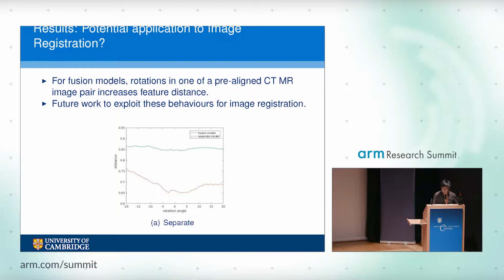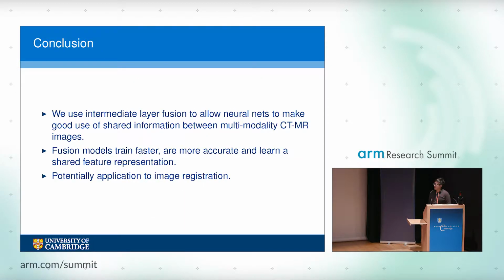So in conclusion, we use intermediate layer fusion to allow neural nets to make good use of the shared information between multimodality CT and MR image datasets that cannot be closely co-registered. The fusion model trains faster than the separately trained model, is more accurate, and learns a shared representation of the aorta. We also think that this could potentially be applied in the future to image registration research. This is the end of my presentation.